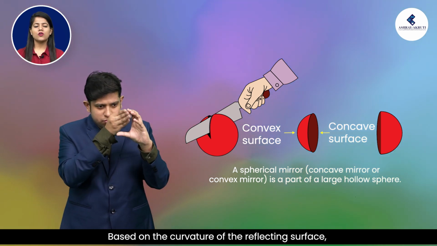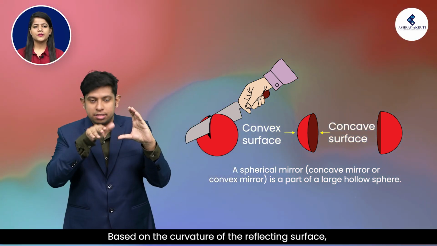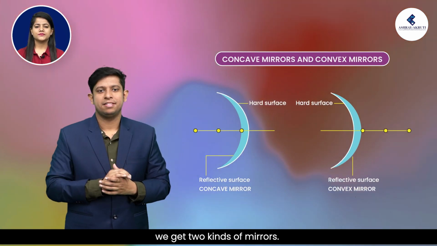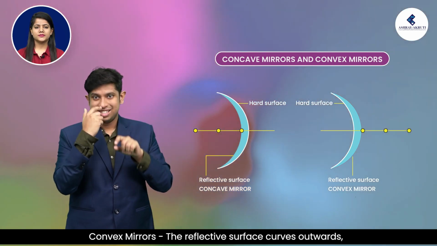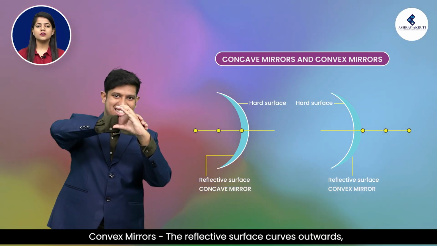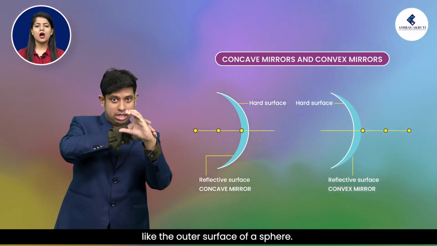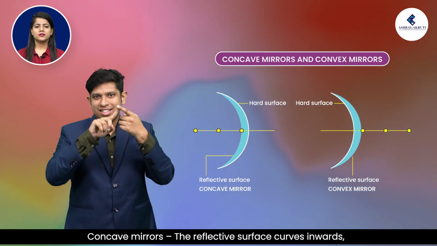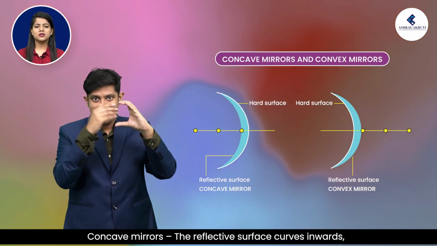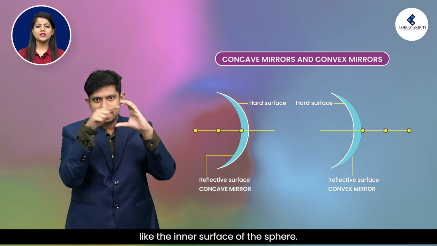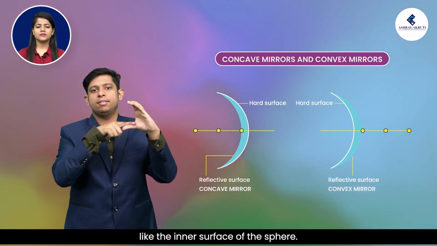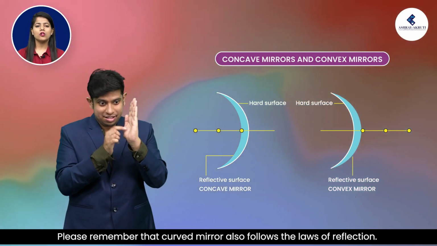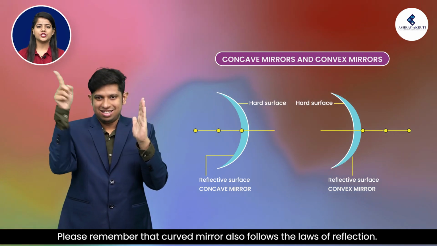Based on the curvature of the reflecting surface, we get two kinds of mirrors. Convex mirrors: the reflective surface curves outwards like the outer surface of a sphere. Concave mirrors: the reflective surface curves inwards like the inner surface of the sphere. Please remember that curved mirrors also follow the laws of reflection.